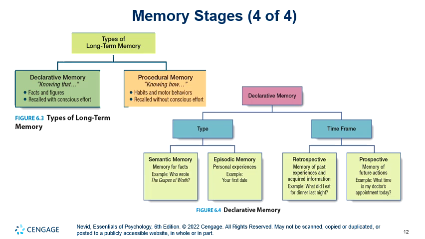Procedural memory, knowing how. Now, procedural memory is a whole different beast. This is the muscle memory of the mind, the stuff you don't have to think about consciously. It's how you remember how to ride a bike, type on a keyboard, drive a car, or tie your shoes.